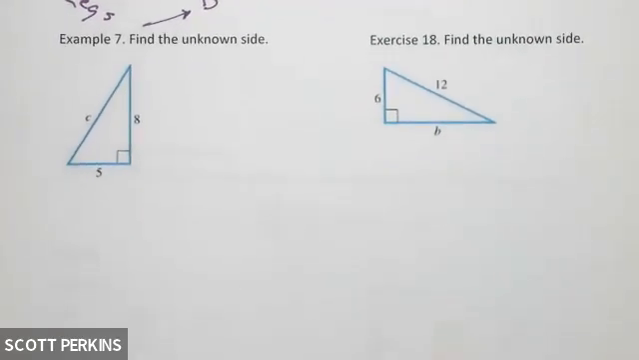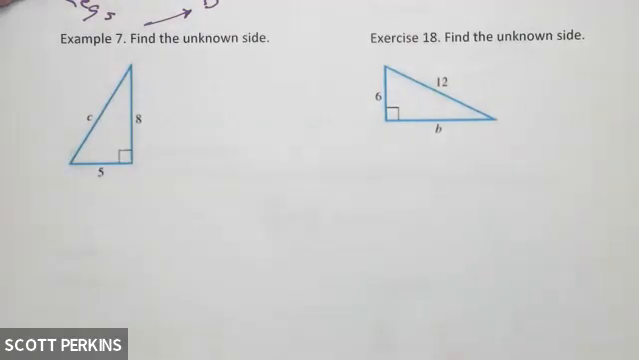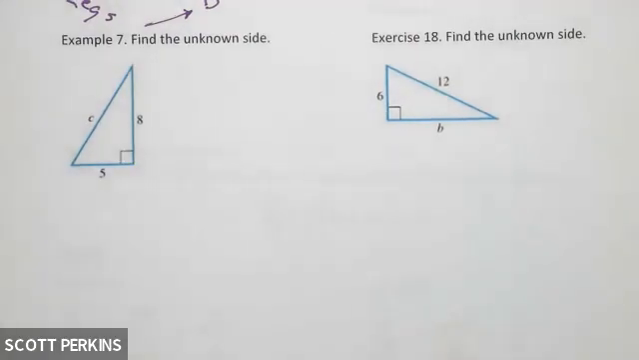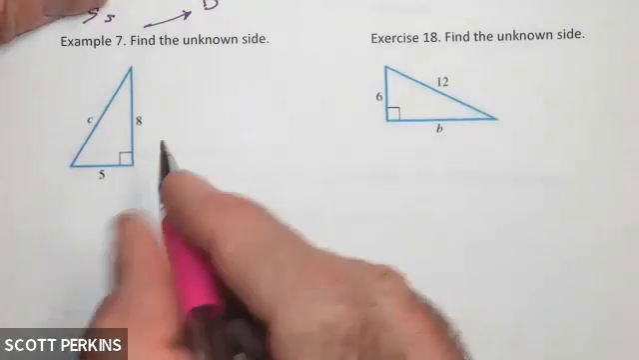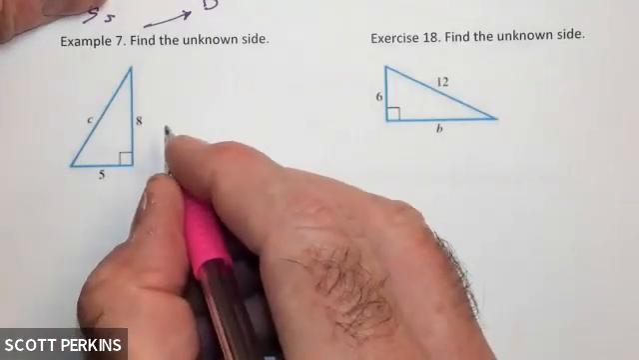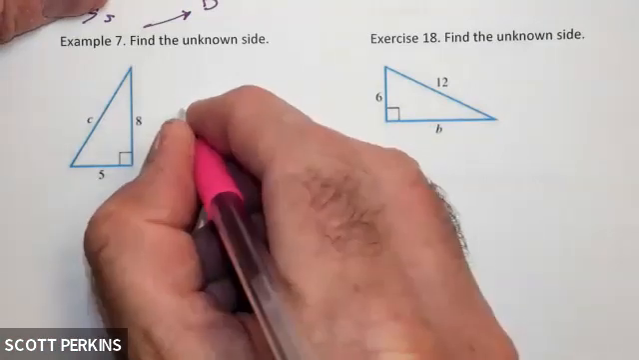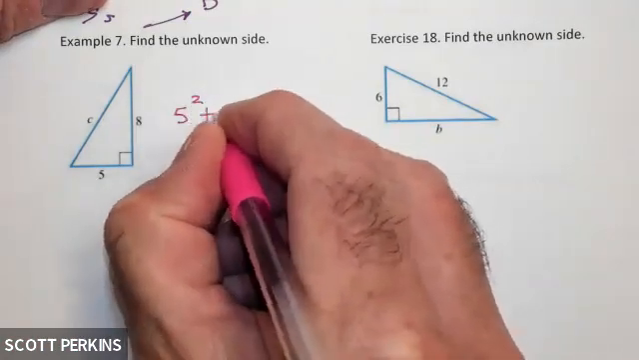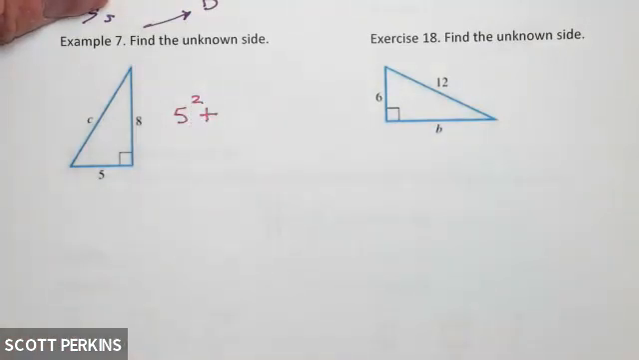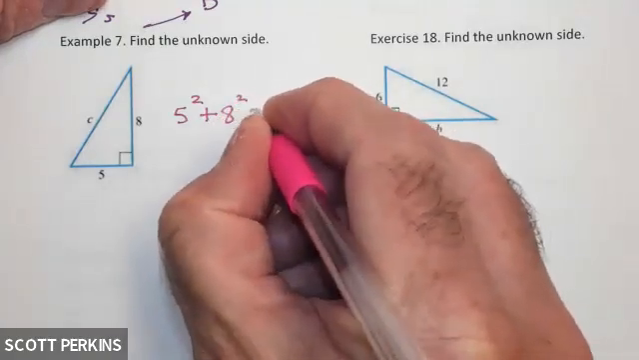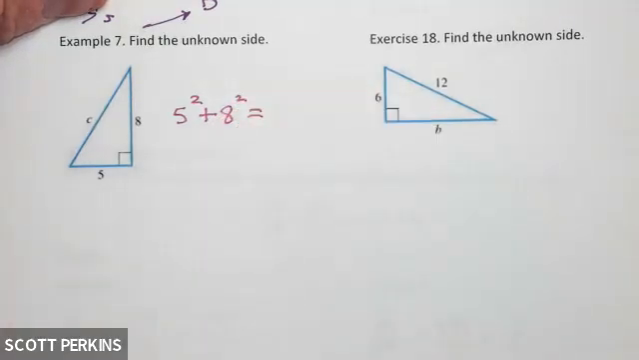So example 7 says we're going to find the unknown side. I don't know the hypotenuse of this, but I do know the Pythagorean relationship, so let's set it up. So first, give me one of the legs that we're squaring. What is it? 5. Okay, 5 squared. Perfect. Plus, give me another leg. 8 squared. And then that's equal to what in this particular case?